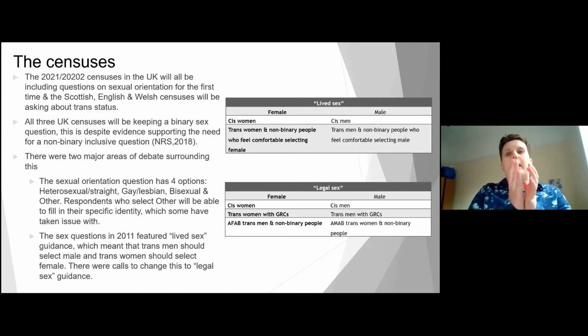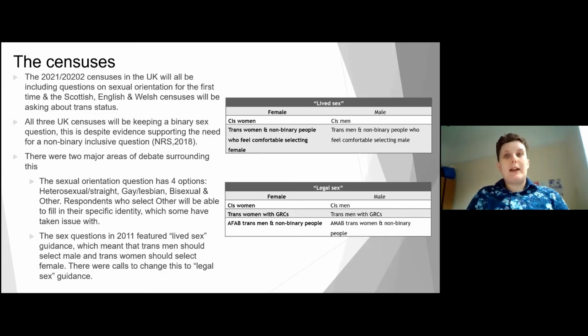The lived sex question, combined with the trans status question, which will also be there, would tell us: in the female category, there would be cis women, trans women and non-binary people who feel aligned with the term female, basically anyone who's comfortable selecting the term female. The male option would be the same, with cis men, trans men and anyone comfortable selecting male.